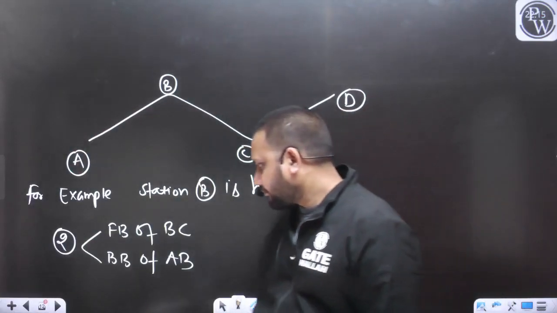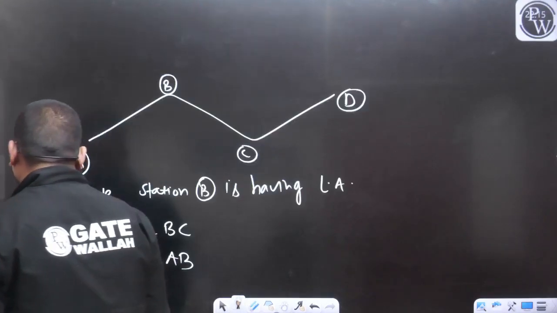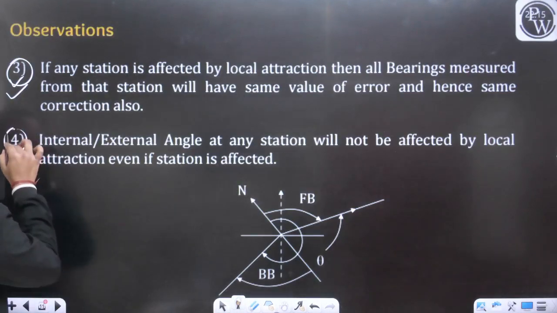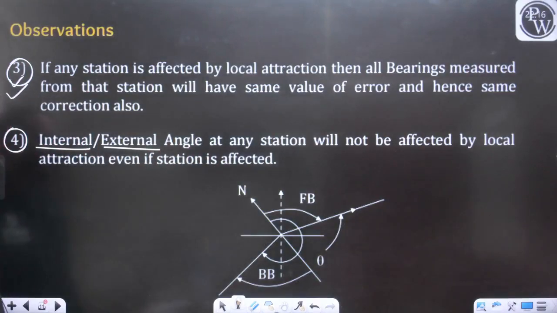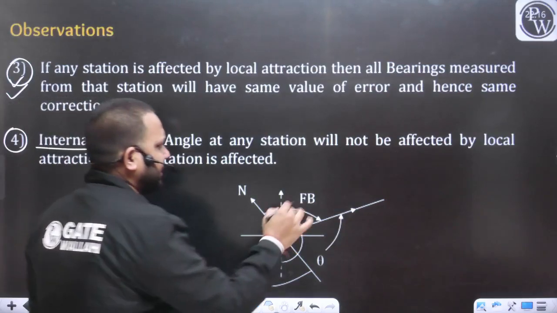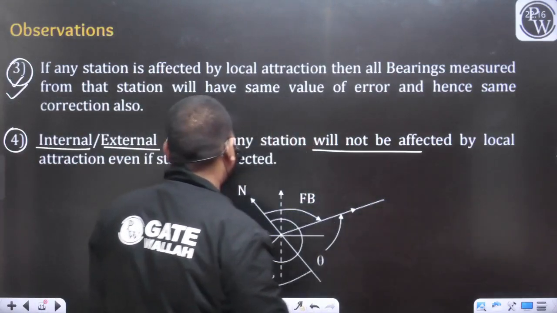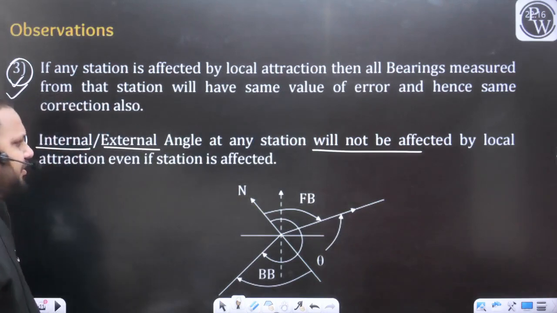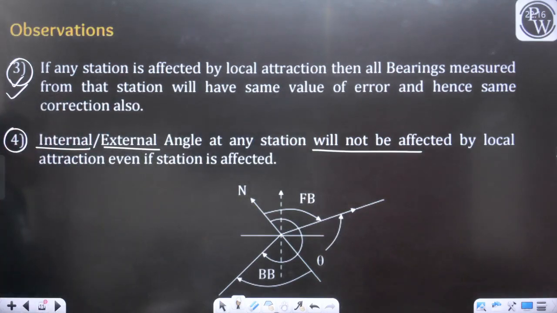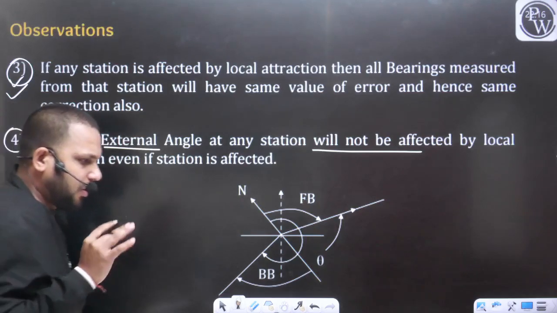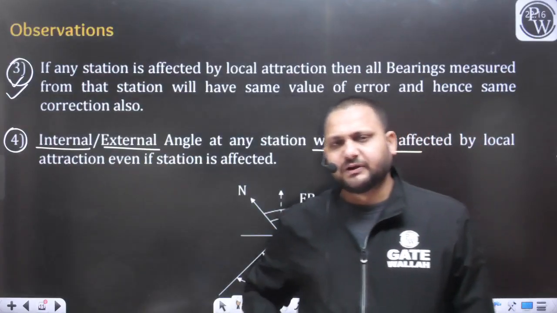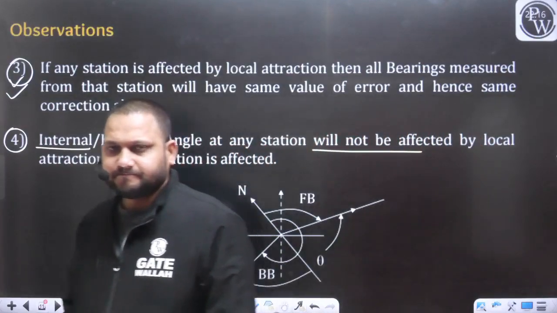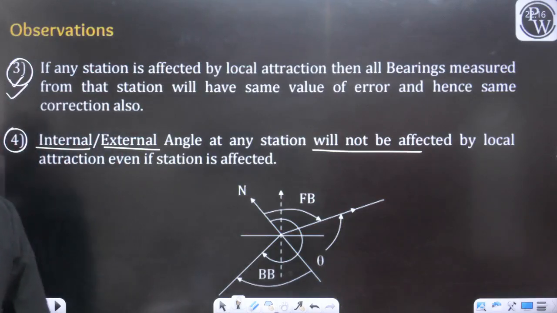Okay. So now let's see the fourth observation: the internal angle or external angle at any station will not be affected by the local attraction. There will be no effect of the local attraction on the internal angle or external angle of the traverse. Clear? So now let's see a problem, how we can apply all these concepts.